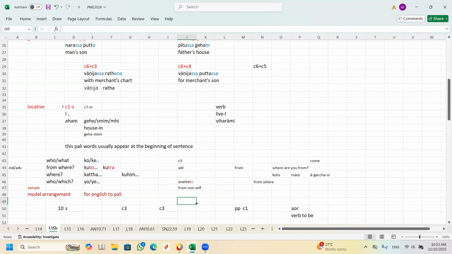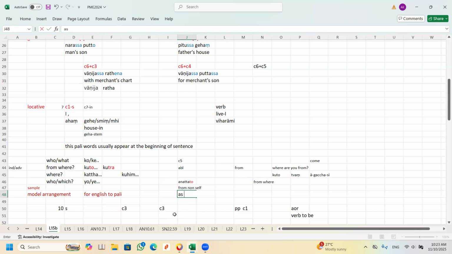But however, from non-self in English it doesn't sound nice, right? So it will not be translated as from non-self. It will be translated as non-self. You see, that is the difference. So this is another case in which it cannot match as from non-self.